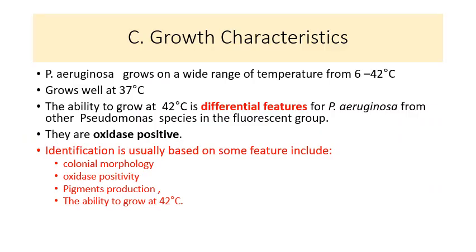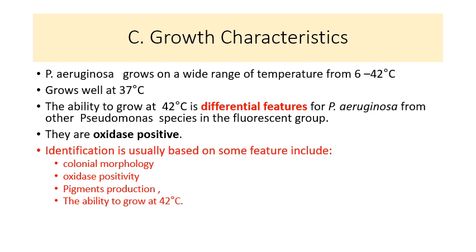Another important characteristic of these organisms is their growth features. One of them is the ability of this bacteria to grow and multiply in a wide range of temperatures, ranging from 6 to 42 degrees. But the optimal temperature for their growth is 37, and the ability of this bacteria to survive and grow at 42 degrees can be used as a differential feature to differentiate Pseudomonas aeruginosa from the other Pseudomonas species within the fluorescent group.